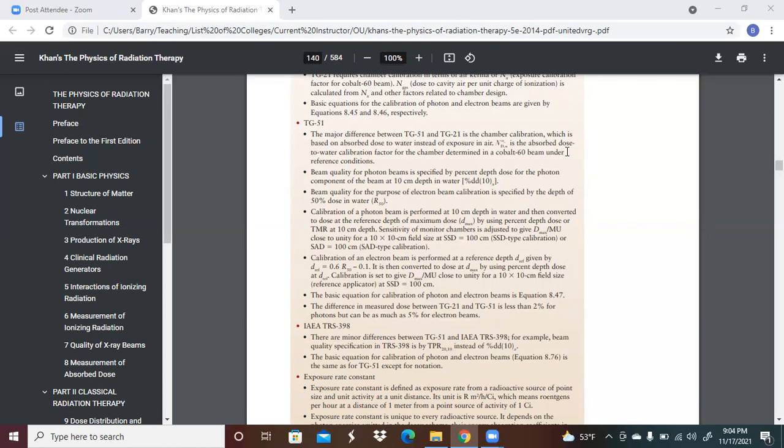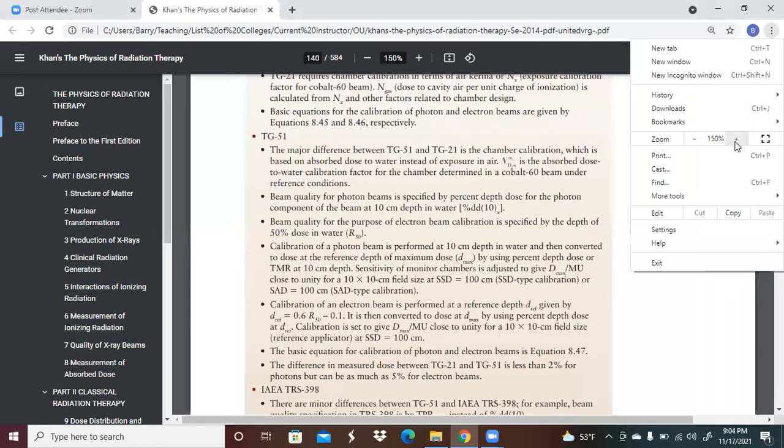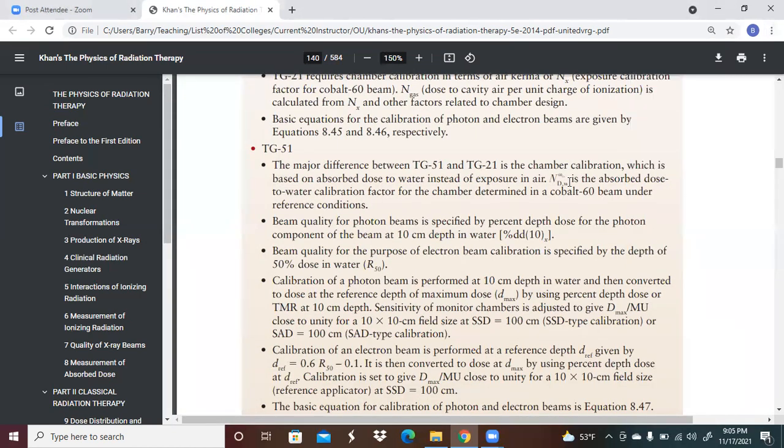So, as you can see here, it's a little difficult to see with this level of magnification. So you can see this term here is the absorbed dose to water calibration factor for the chamber determined in a cobalt-60 beam under reference conditions.